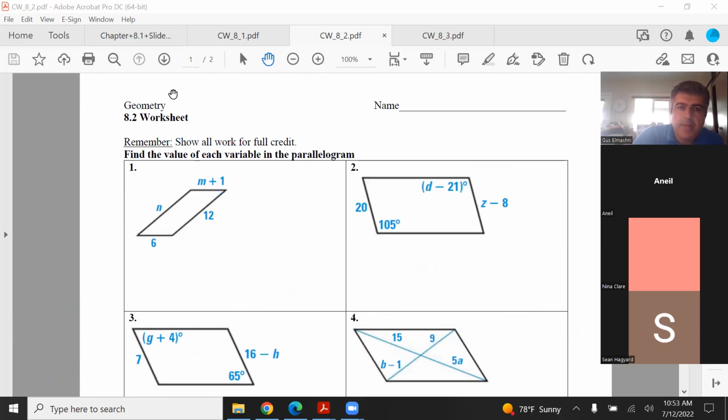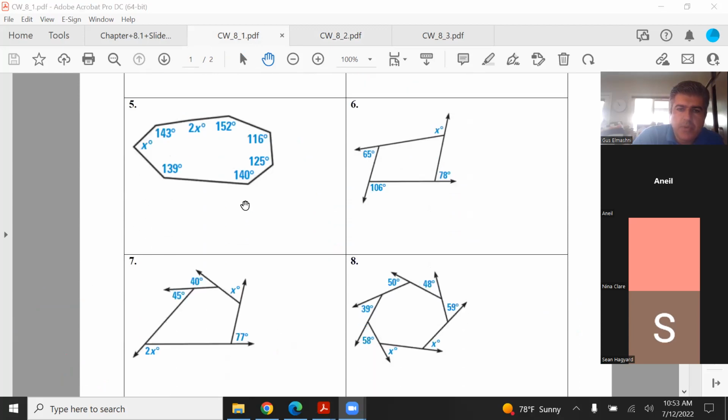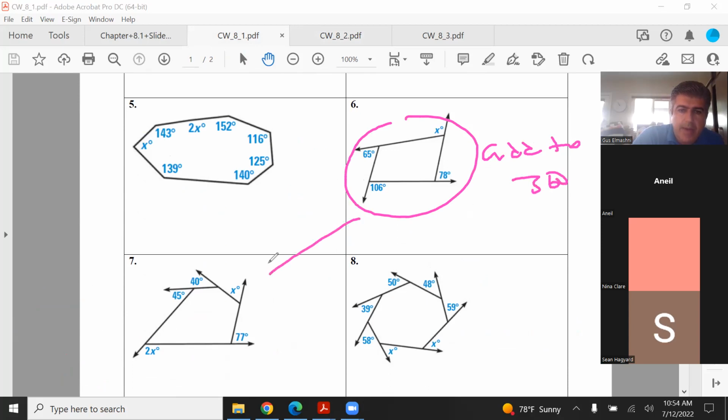Okay, I think we have a little bit of time to finish up 8.1. Don't want to give you guys too much homework. So why don't you guys go ahead and work out, I did work out number 6 for you guys. Remember, always have to add the 360. So you can do likewise for 7 and 8.